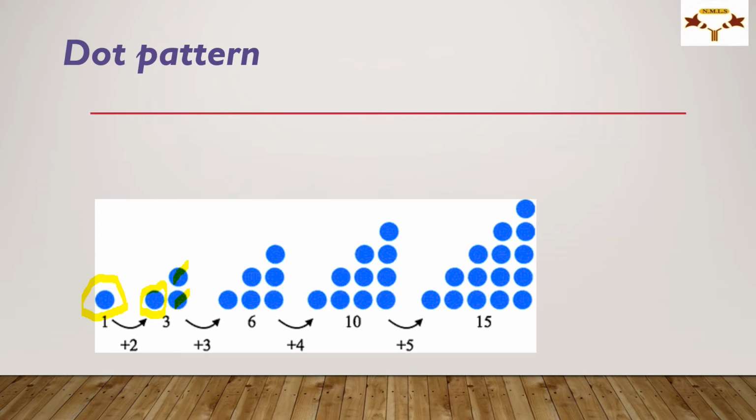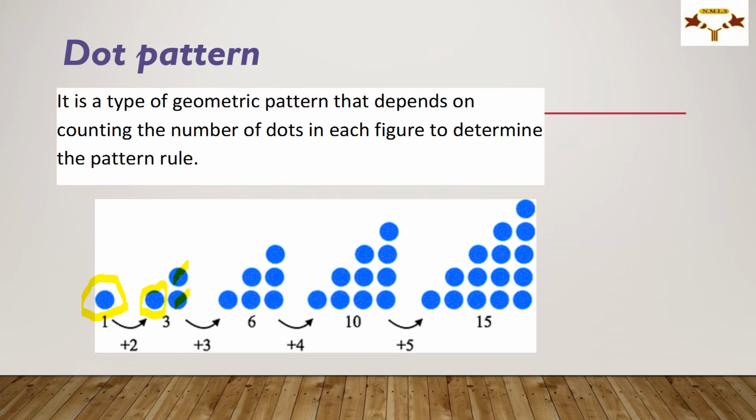How many we add here? 1, 2, 3, 4 and 5. So here we add 5. So each time we take the same shape as before and add another number of circles. It's called dot pattern. The dot pattern depends on counting the number of dots in each figure.